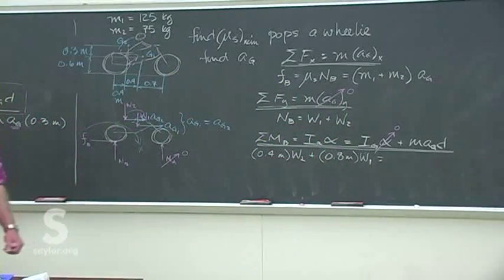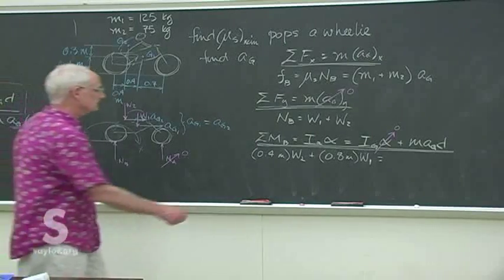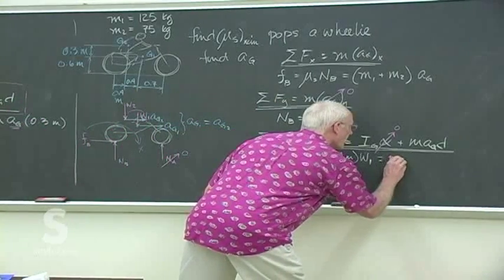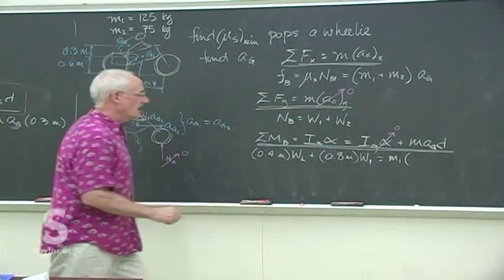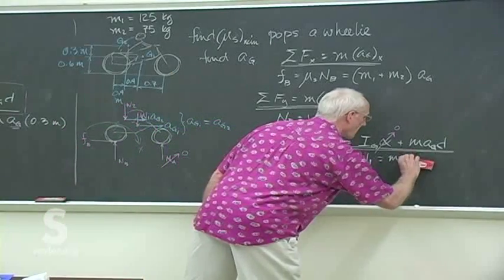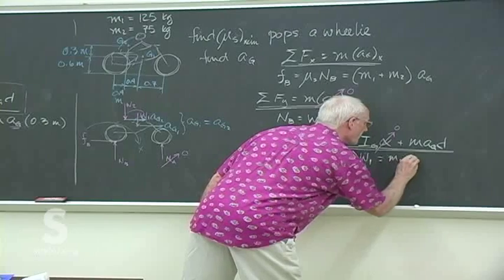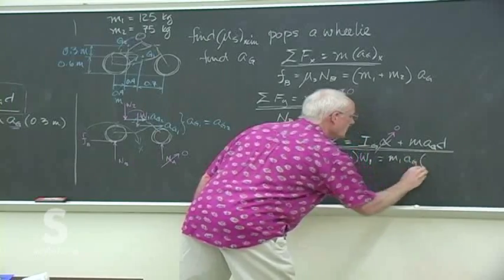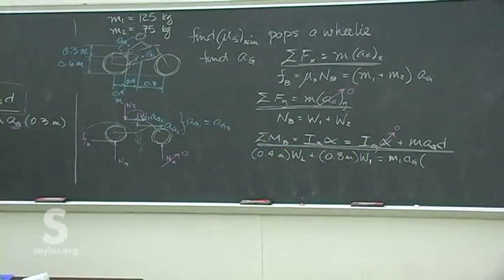And now we can do M AG D for the two masses separately. So it'd be M1 AG, and what is D for M1?